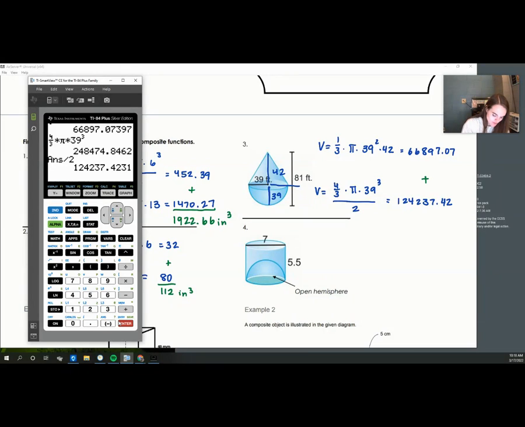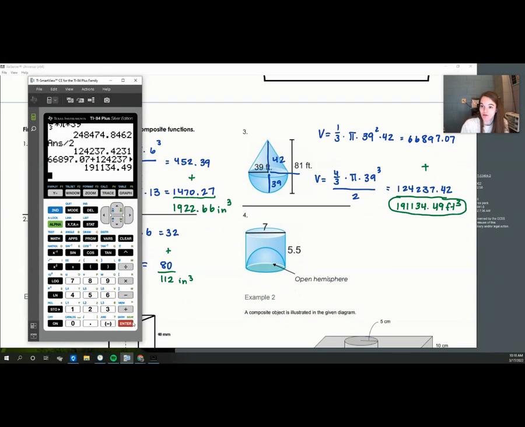That makes me think we've got like an upside down ice cream going on here. So 66,897.07 plus 124,237.42. We get 191,134.49 feet cubed. It's a very large cone hemisphere shape. Most shapes actually are composite figures and not just a normal kind of figure here.